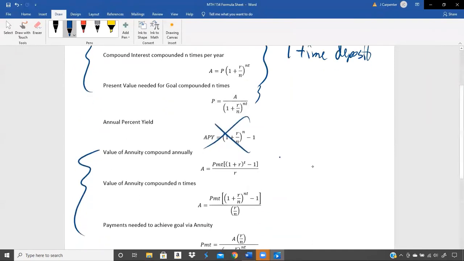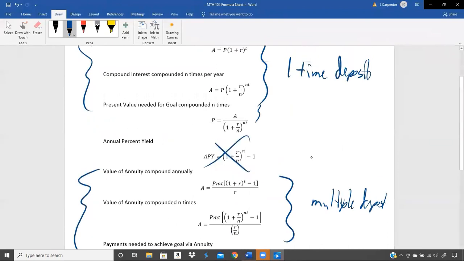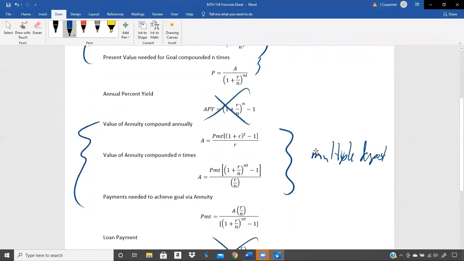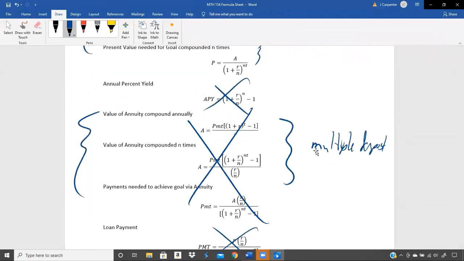versus multiple deposits. Yes, I spelled that wrong. Just go with it. We are not making multiple deposits. So these three are out. We are making a one-time deposit.